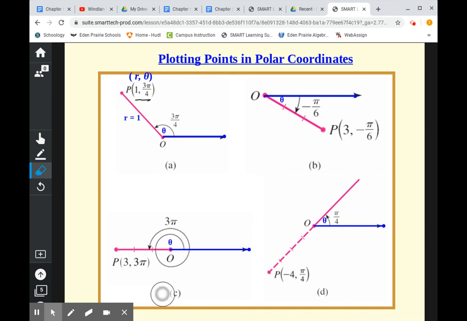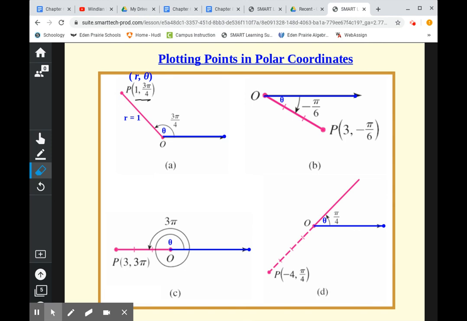This example down here, example C, it says it's (3, 3π). So remember what 3π is, and keep in mind that what I actually look at is the theta first, and then I take care of the radius. So 3π is once around is 2π, and then one more π around is 3π. And then I go out a distance of 1, 2, 3. If it were -3, I go the opposite direction. I'd go 1, 2, 3 that way. Okay, just keep that in mind.